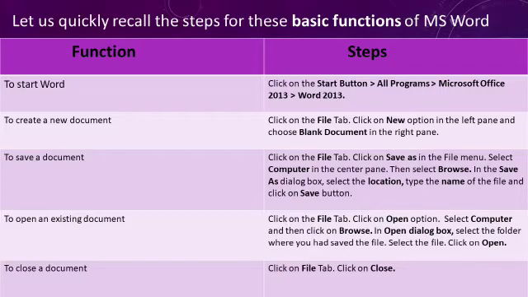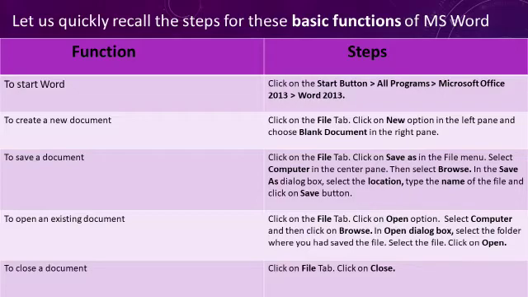To save a document, click on the File tab, click on Save As in the File menu. Select Computer in the center pane. Then select Browse. In the Save As dialog box, select the location, type the name of the file and click on the Save button.